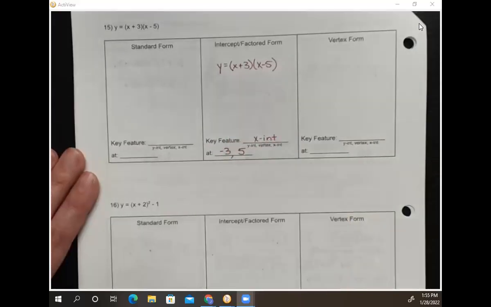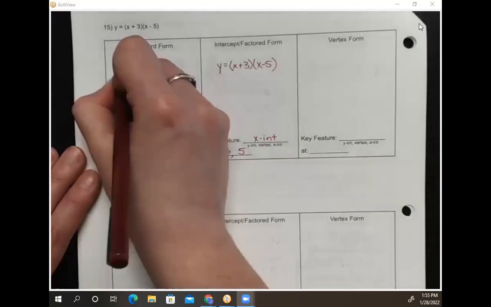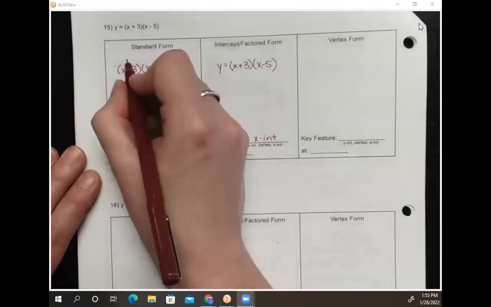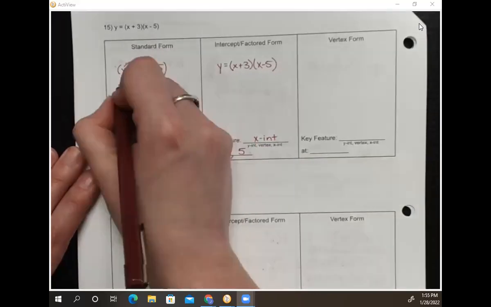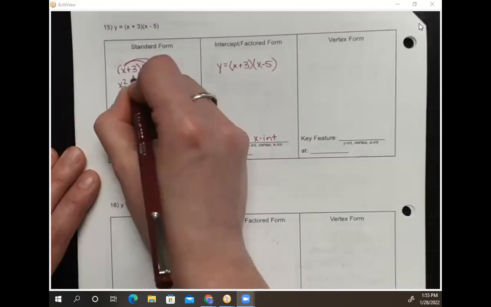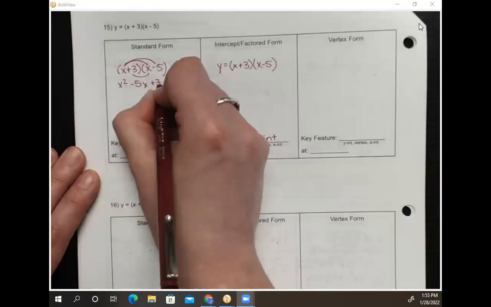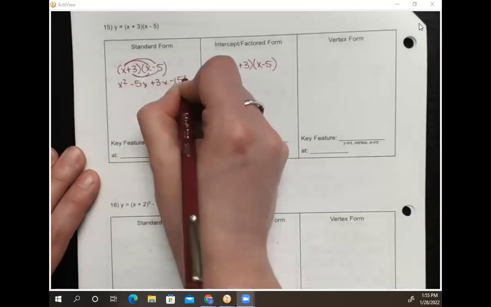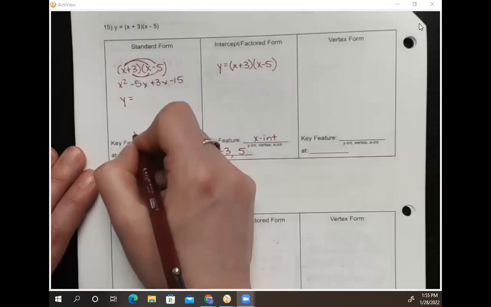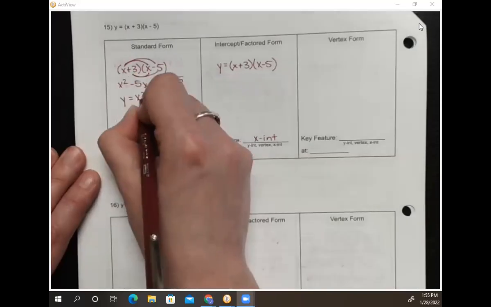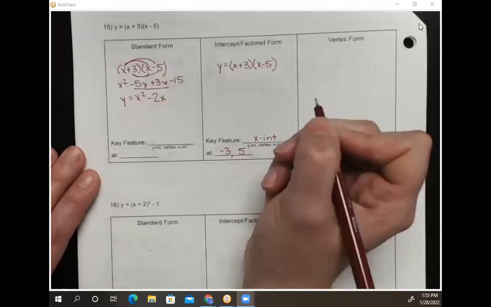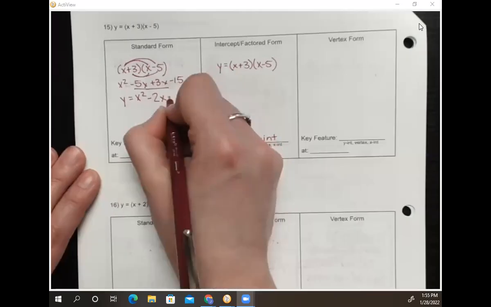From factored form, I'm going to go to standard form, which means I need to distribute my factors here. I'm going to multiply these together. X times x is x squared minus 5x plus 3x minus 15. For standard form, the last thing I need to do is combine any like terms. This is my only x squared term. And then negative 5x plus 3x would be negative 2x, so minus 2x. And then here's my only constant term, minus 15 there at the end.